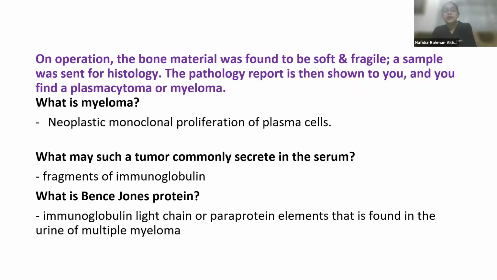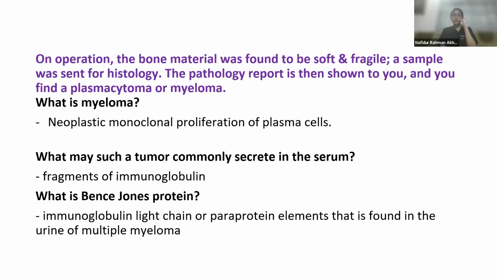Then next one is on operation. The bone material was found to be soft and fragile. It was sent for histopathology, and the pathology report showed a plasmacytoma or myeloma. Here you have answered another thing. That epithelial one is also correct, and this one is also correct: neoplastic monoclonal proliferation of plasma cells. When there is plasma cell proliferation, it is called myeloma.